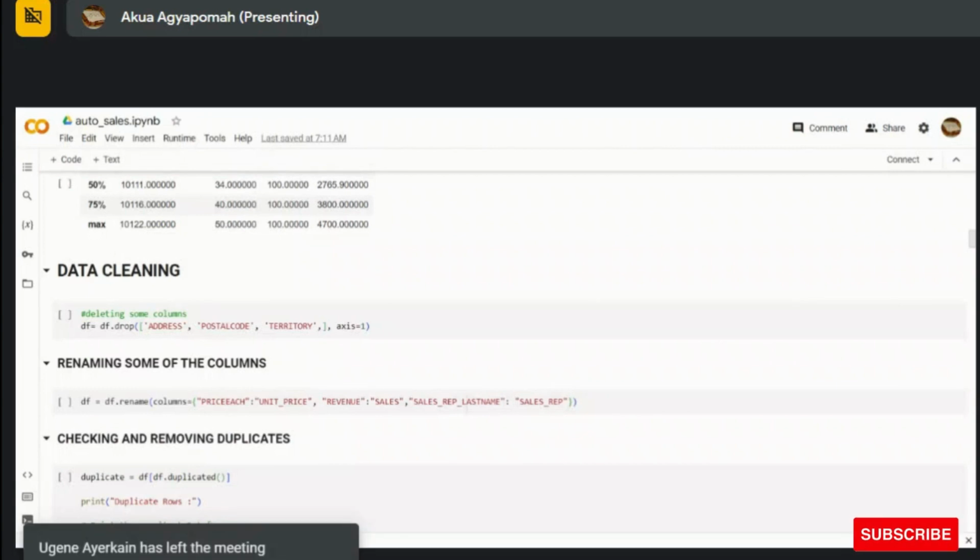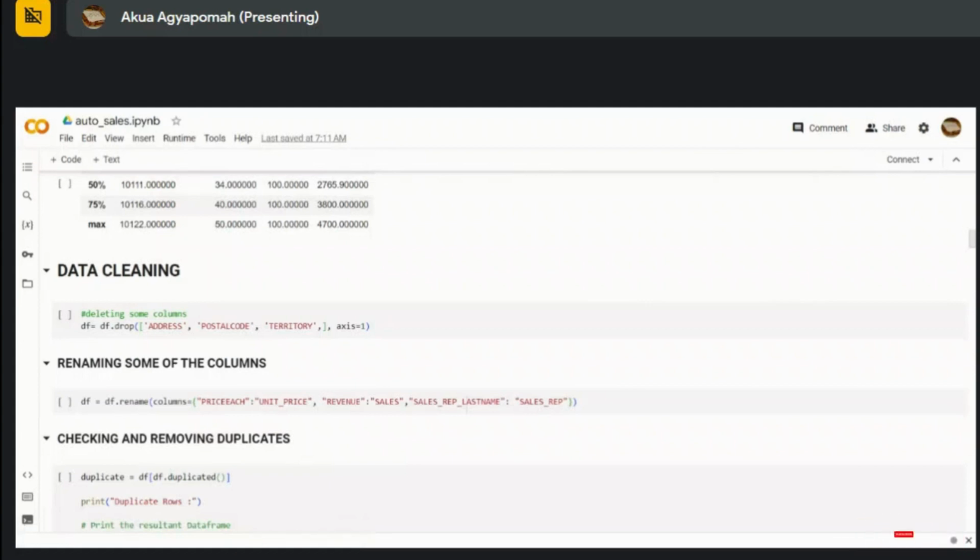For instance, the purpose of my visualization is to show the total sales of a particular sales rep. I was comparing the total sales of the various sales reps in the company. So I deleted all unnecessary columns in our data set to be able to focus on the information I wanted. I cleaned, dropped some columns, and renamed some columns for easy understanding.